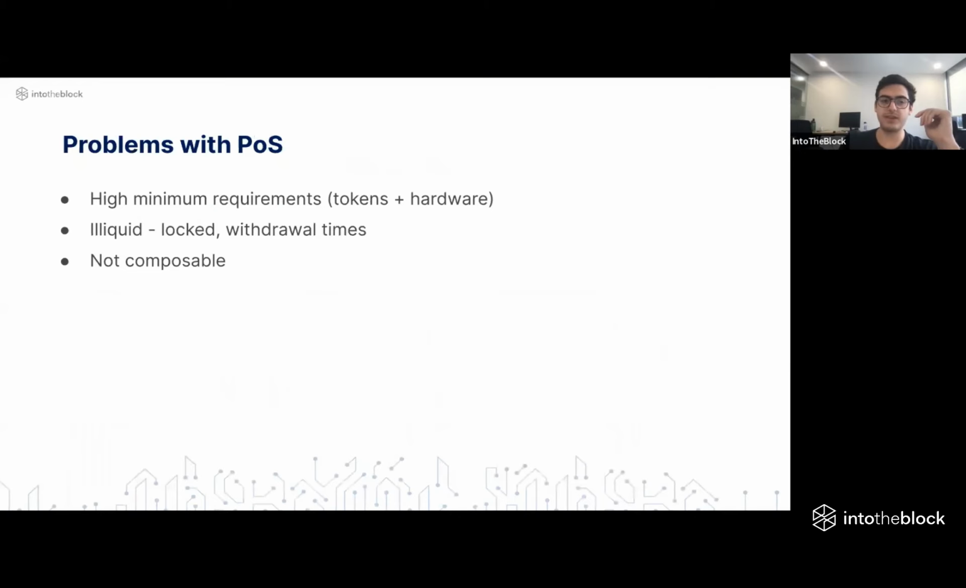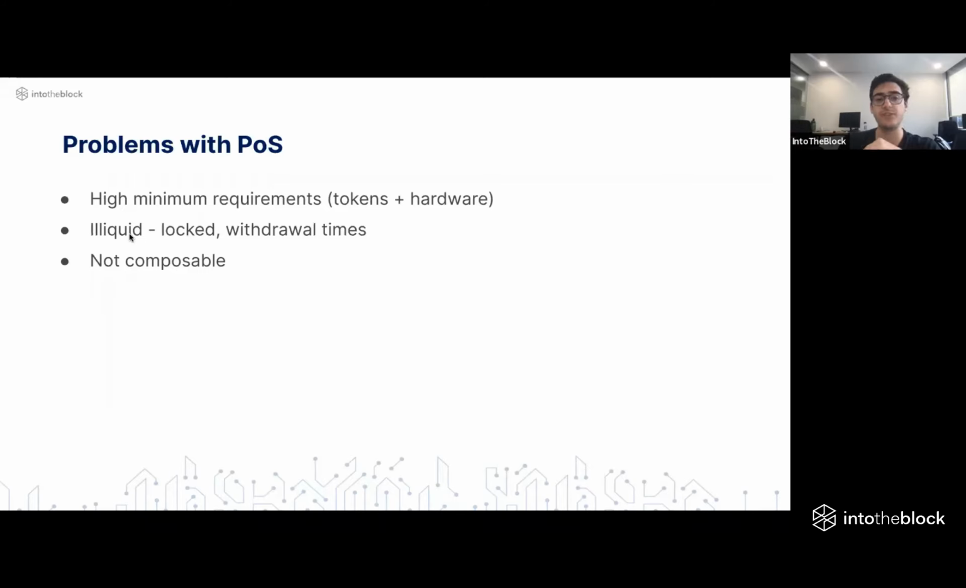So I've been hinting at many of the problems that are emerging with proof of stake. One of them, of course, is that there are high minimum requirements. 32 ETH is not affordable for the average person right now if they want to participate in consensus. On the other side, there are also hardware requirements. Solana has significantly higher hardware requirements, so you can't just validate on a regular laptop. You need a specialized machine with very high GPU and memory capacity. So that's also another barrier to entry.